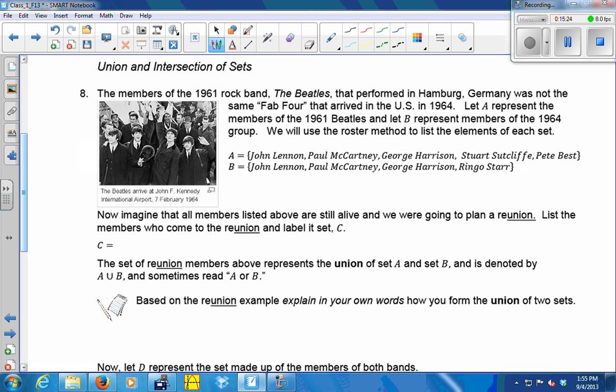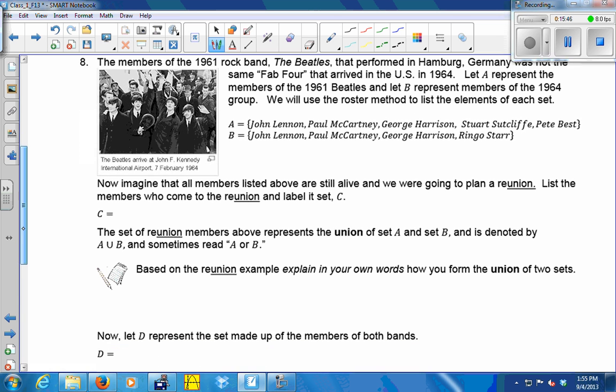So set A is John Lennon, Paul McCartney, George Harrison, Stewart Sutcliffe, and Pete Best. So there were actually 5 of them. 2, 3, 4, 5, yeah. And then set B, the Beatles as they were when they arrived in the United States, is John Lennon, Paul McCartney, George Harrison, and Ringo Starr.